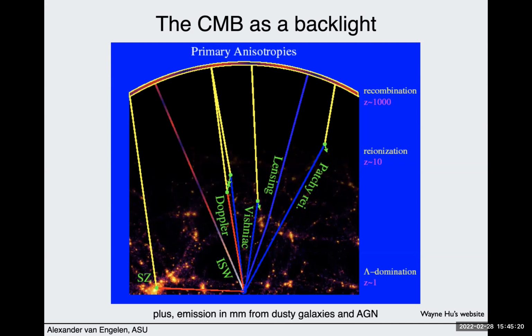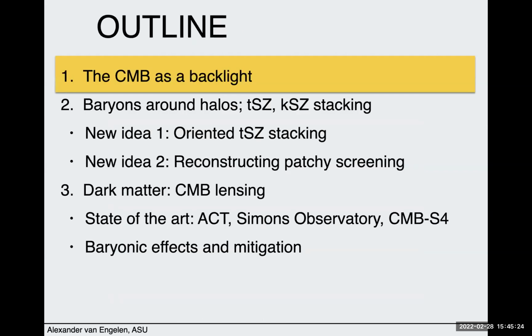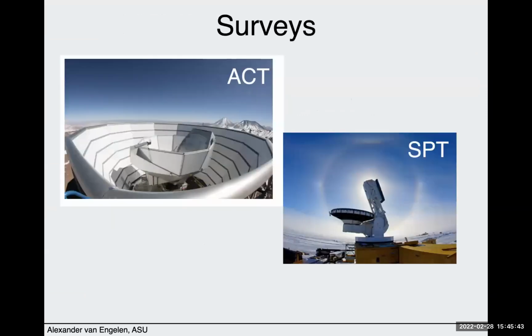Okay, so here's the outline of my talk, a bit more about this idea of using the CMB as a backlight and the overview of the experiments that are going on right now to measure this. And then the rest of the talk is going to be broken down into two themes, baryons and dark matter. And I'll give some examples of things I've worked on related to both of those things. Okay, so we have active surveys right now, just to get a sense of the experimental landscape.